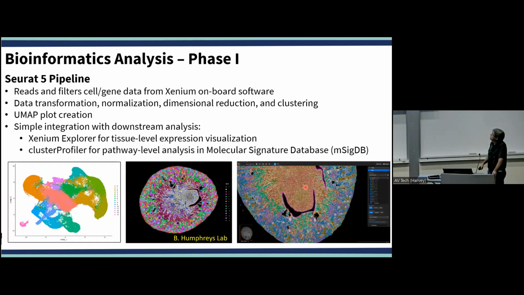Okay, so Seurat 5.0, as I mentioned, can read and filter the cell and gene data from the onboard software. So that's nice. It actually integrates fairly well. It will do your standard data transformations and normalization, clustering, dimensionality reduction, and so forth. You can get UMAP plot creation out of it. And it integrates very nicely with Xenium Explorer. The nice thing about Seurat 5 is it's already designed to plug in pretty well with the Xenium platform and basically what comes off of the platform directly. So this is nice, and it can help get you a lot of information associated not only with the clustering of your cells, but some of the visual data as well.